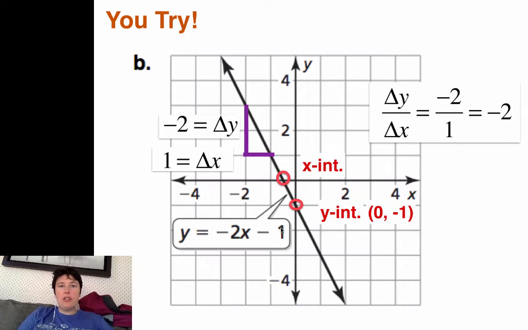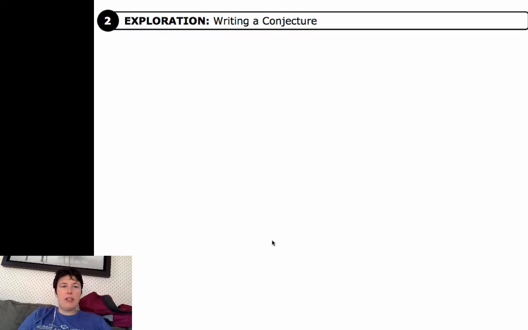So yeah, so how'd you do? Did you label everything kind of the same way I labeled? Did you get the negative slope? Did you use your delta y, delta x? How are you doing on this? Okay, I'm going to try another one.